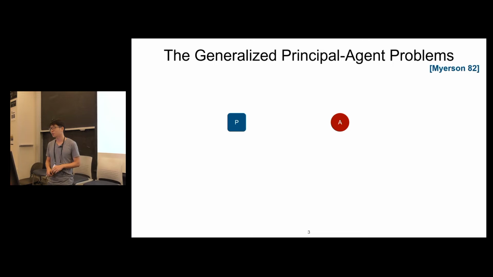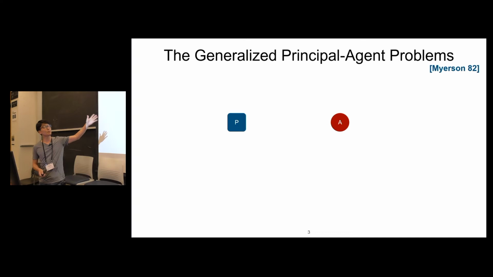We spent quite some time until we realized that this problem was actually already considered by Myerson, who called it the Generalized Principal Agent Problem. I'm going to show you the model here, but this is really just an abstraction of the contract design problem that I have seen multiple times this morning.